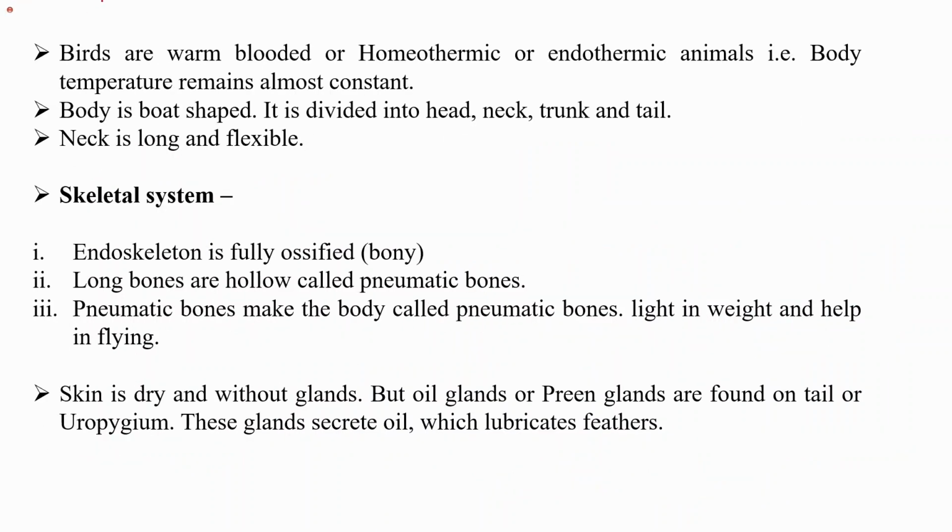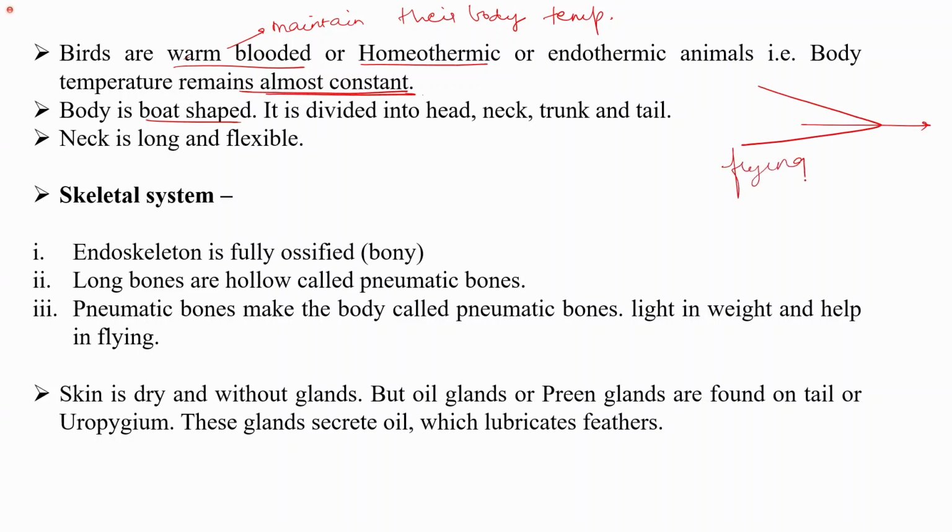So birds are warm-blooded. That is, they are homeothermic. They can maintain their body temperature, which remains almost constant. Body is boat-shaped. Usually it is like this. That helps in flying, so this is also an adaptation towards flying. It is divided into head, neck, trunk, and then tail. So they have a neck. Right? Unlike reptiles in which the neck is absent and the body is divided into head, trunk, and tail, here the body is divided into head, neck, trunk, and tail. Neck is long and flexible.